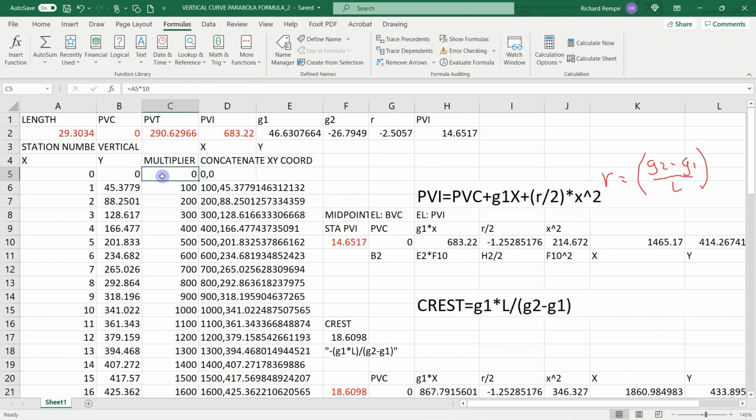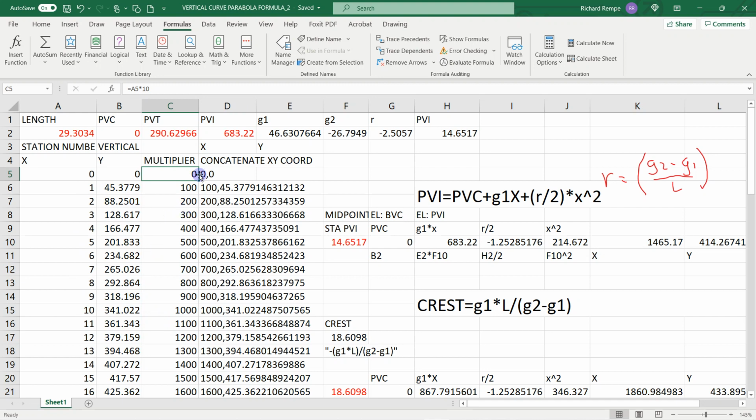So then we get the multiplier. Anyways, this is just in feet. So I'm looking for coordinates. So I'm taking this and multiplying it by 100. So station 1 is 100. Station 10 is 1,000, right? So that I can actually get coordinates.